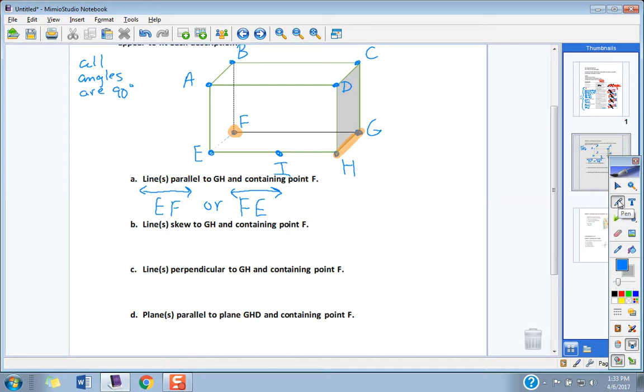Non-coplanar lines will not cross. So line FB or line BF. FB or BF. Okay?